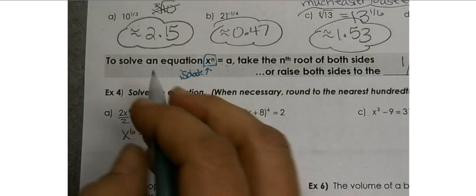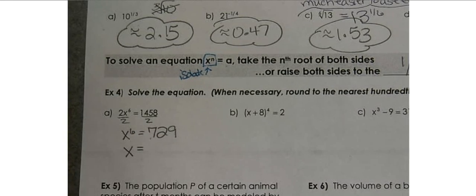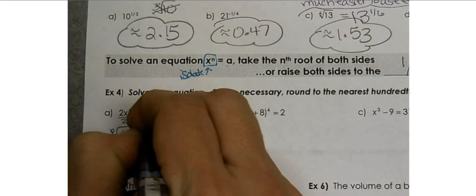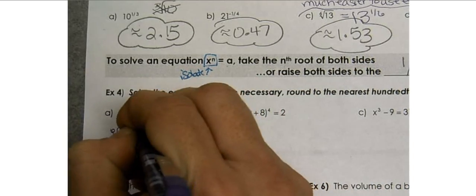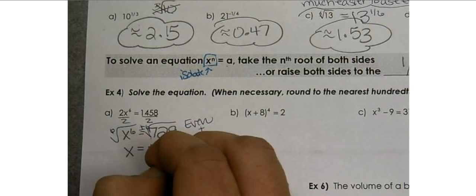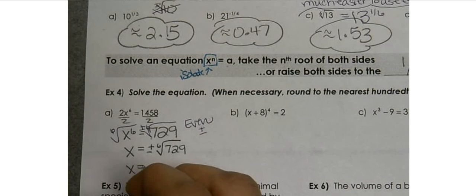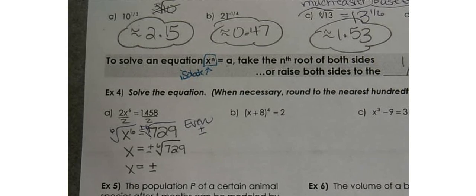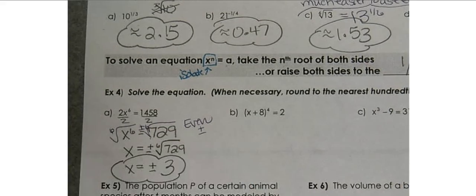So to solve that, we would take the 6th root of both sides, essentially. And because it's an even root, remember, what should we do? Plus or minus. So essentially, we end up with x equals plus or minus the 6th root of 729. And then we can look in our chart at this point if we don't recognize it, and we can see that 729 is something that we can take the 6th root of evenly, and it's 3. So our answer is plus or minus 3.